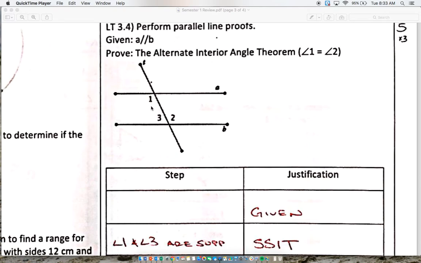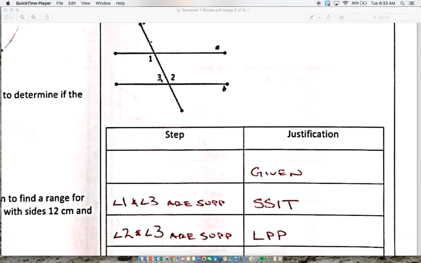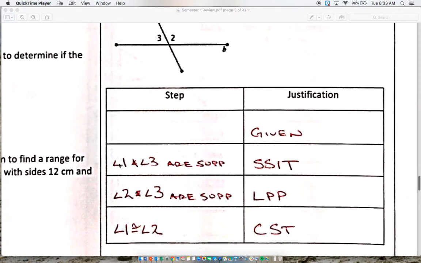You know that 1 and 3 are supplementary, and that's by the same side interior theorem. When you've got parallel lines cut by a transversal, the same side interior angles are supplementary. And then you know that 2 and 3 are supplementary, and that's the linear pair postulate. 2 and 3 are a linear pair. That means they have to be supplementary. So, linear pair postulate. And you can see here that both angle 1 and angle 2 are supplementary to angle 3. That must mean that they are congruent, and that is the congruent supplements theorem.